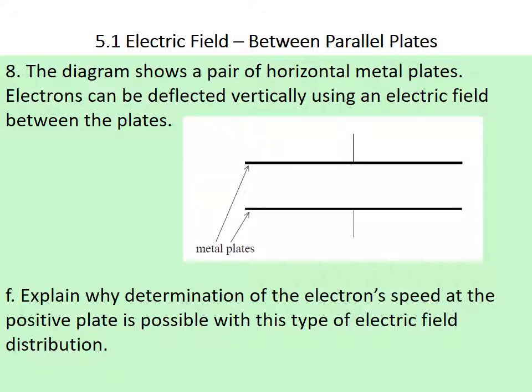For part F, you're going to explain why determination of the electron's speed at the positive plate is possible with this type of electric field distribution. Hint, hint, when the electric field is uniform, what does that mean about acceleration?